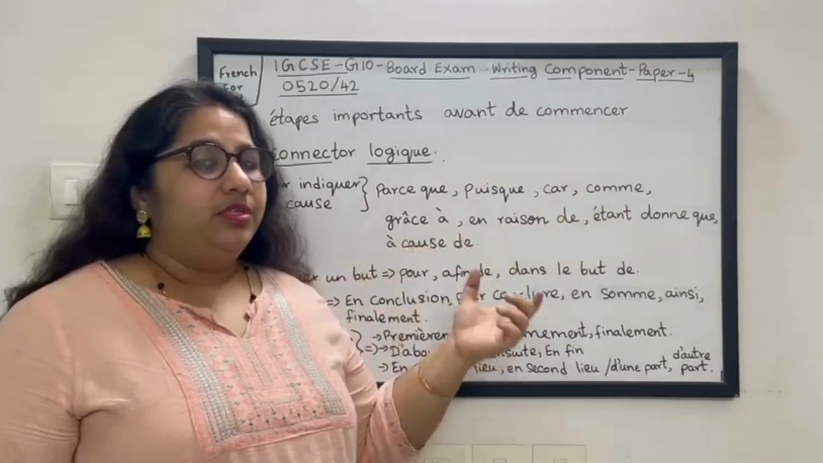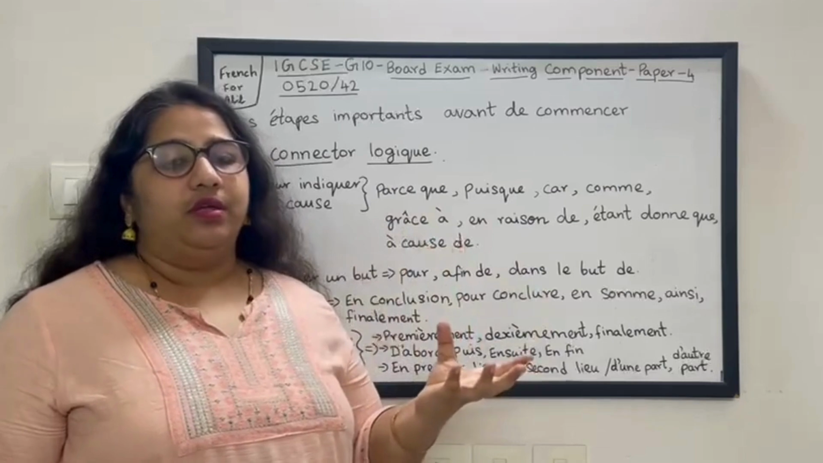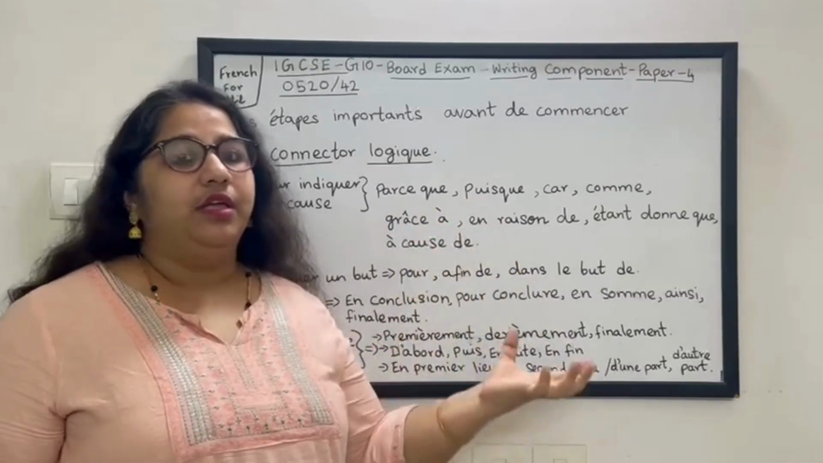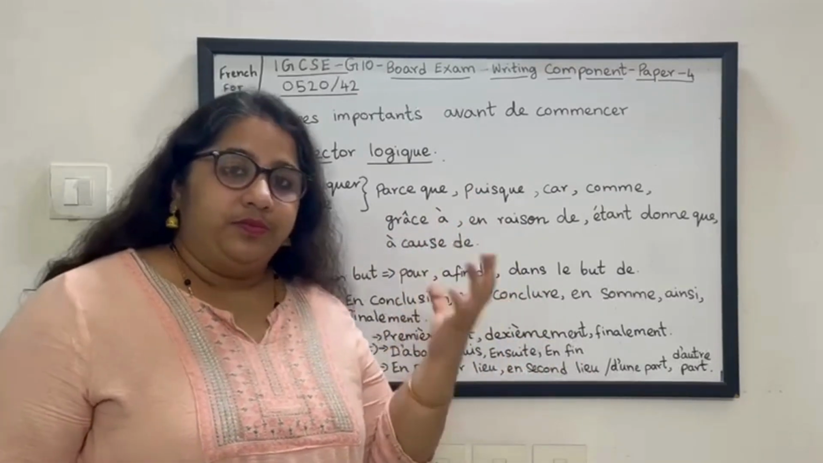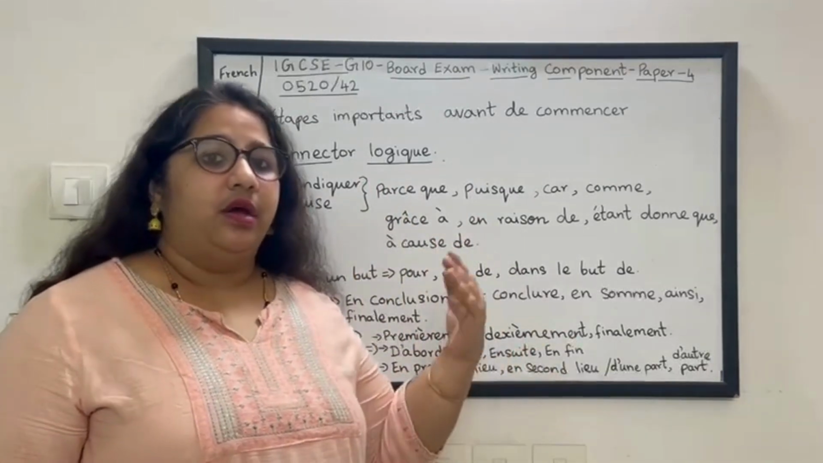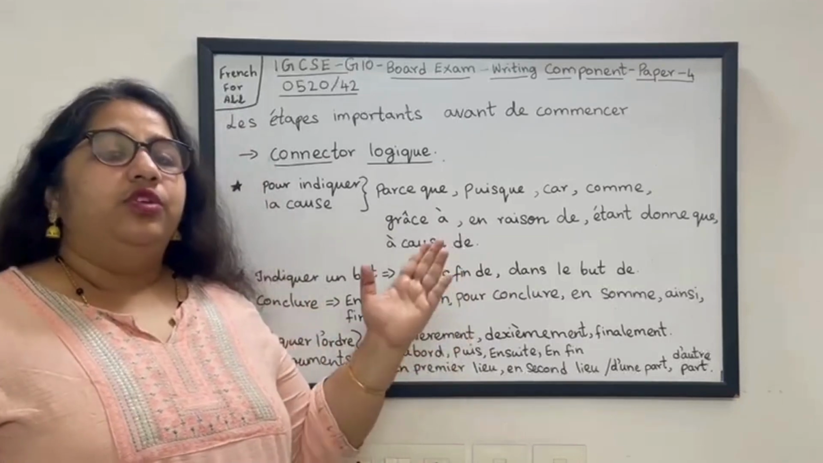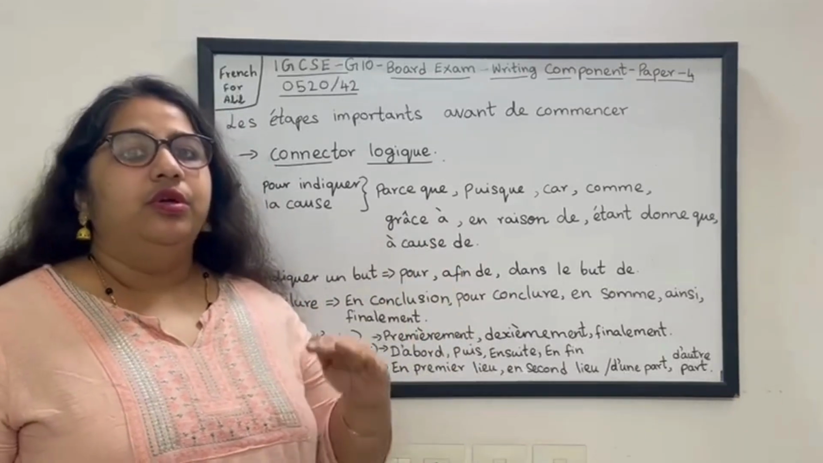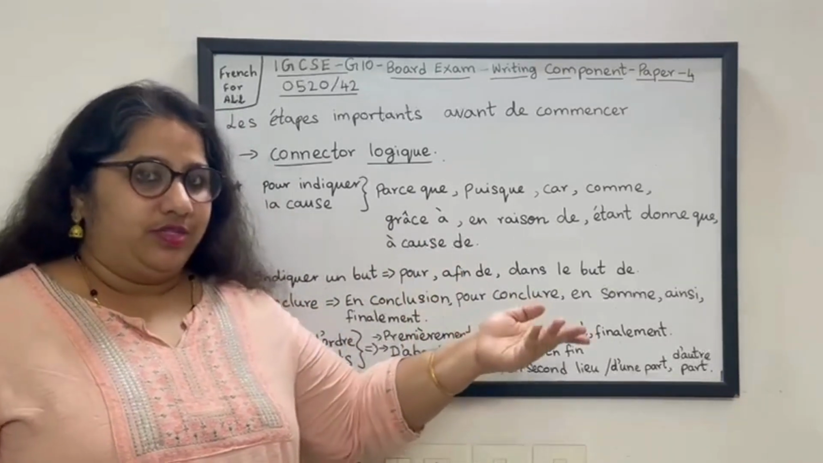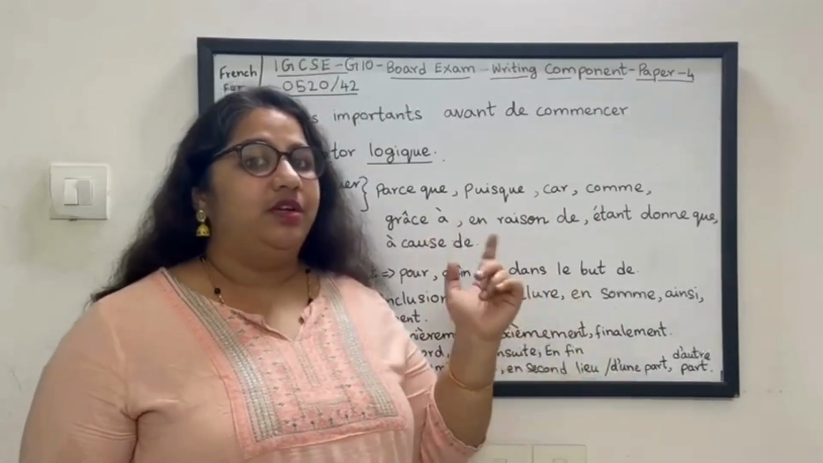Comme. Comme is used when you say something that is known to everybody. As everybody knows that there are increasing diseases among adults, we should not be addicted to television and all those things. So comme is used when the reason is known to everybody, a universally known reason.